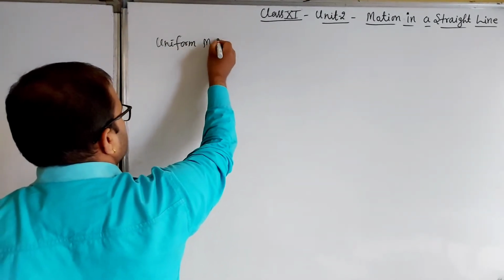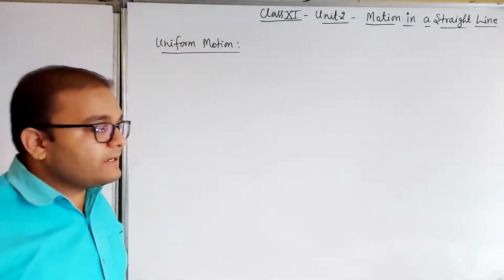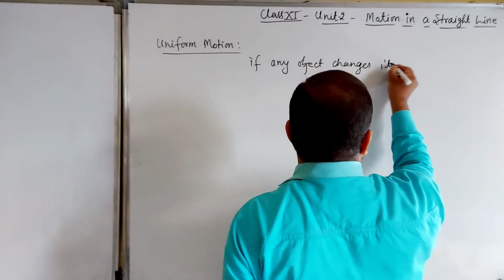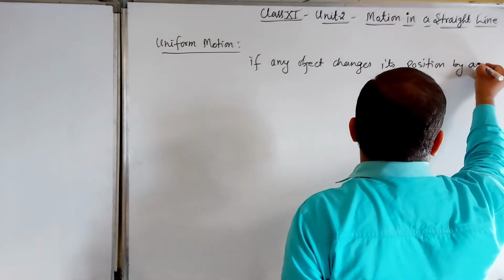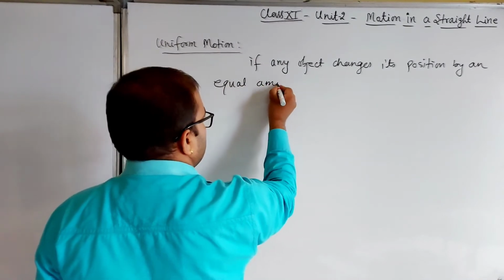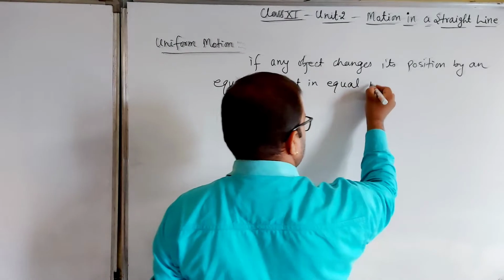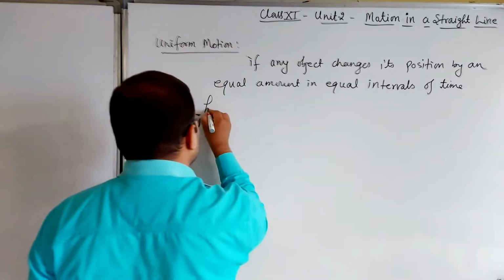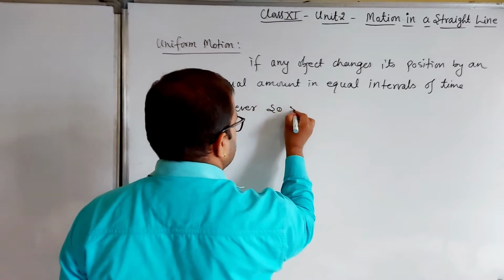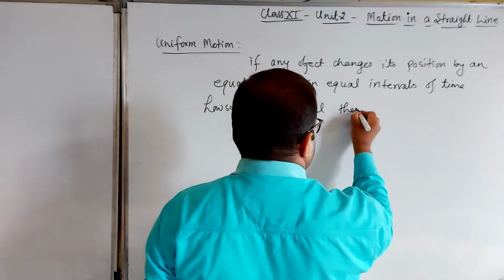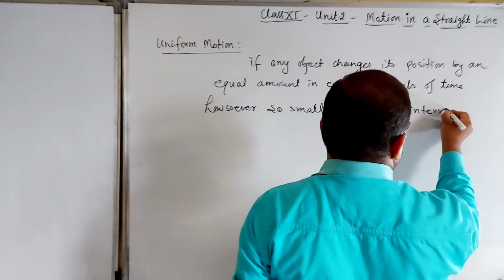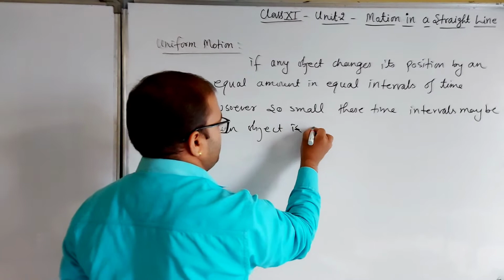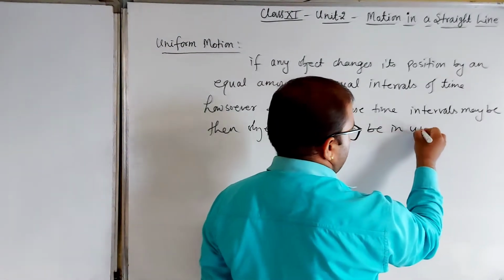Uniform motion. What is uniform motion? If an object changes its position by an equal amount in equal intervals of time, howsoever small these time intervals may be, then the object is said to be in uniform motion.